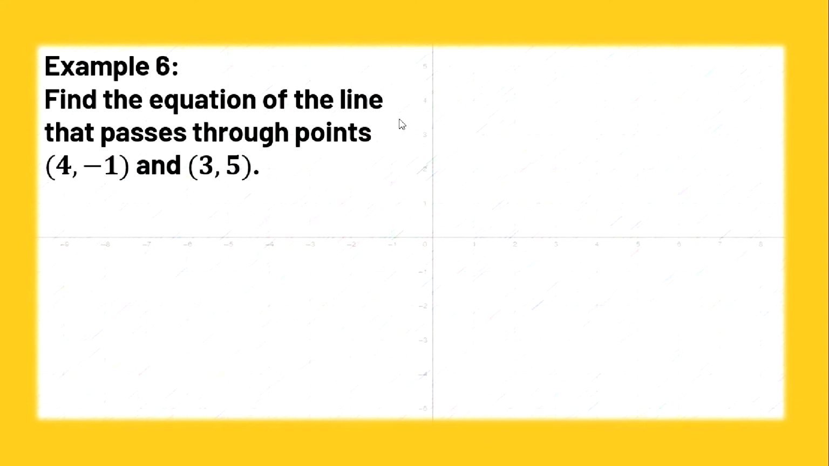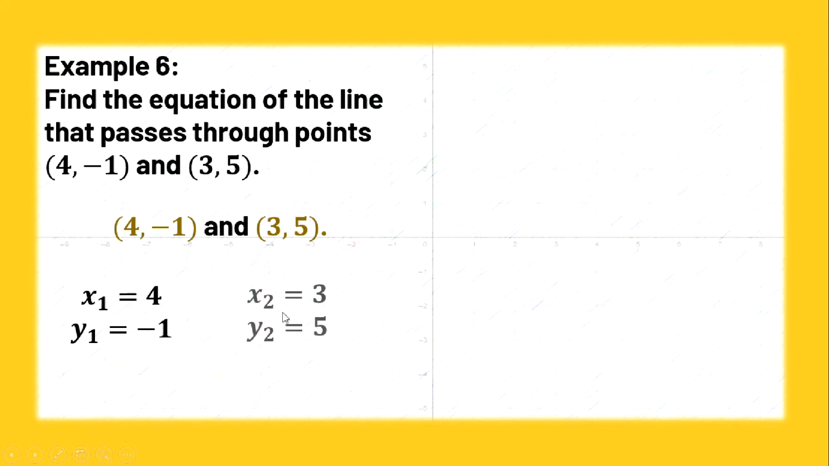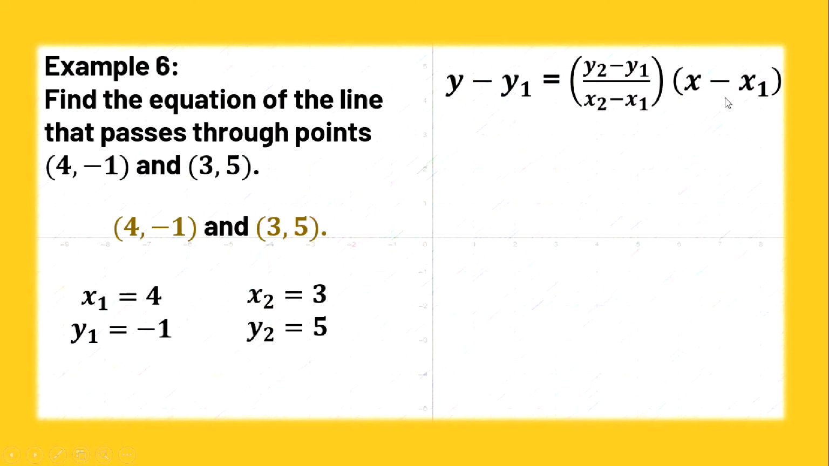Find the equation of the line that passes through points (4, -1) and (3, 5). So again, we have these 2 points. Para hindi kayo malito kapag 2-point form ang gagamitin nyo, lagyan nyo na agad ng inyong x sub 1, y sub 1, x sub 2, y sub 2 para mas mabilis at madali ang substitution.